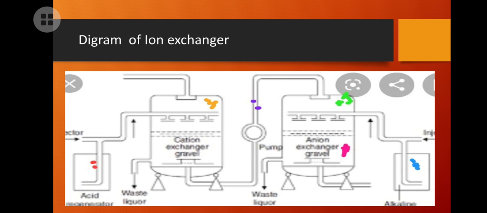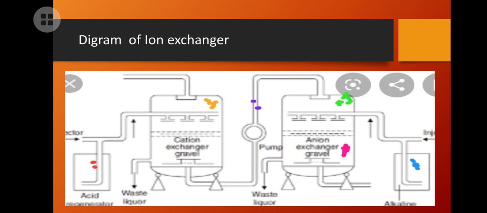If there is a chloride ion, then ROH will react with Cl and as a result RCl will be formed. If you have a sulfate ion, then the sulfate ion will react with ROH, and as a result R2SO4 will be formed and OH ion will be released. Lastly, if there is a nitrate ion, then ROH will react with the nitrate ion, and as a result RNO3 will be formed and OH ion will be released. Now from the cation exchanger H ion is coming, here OH is formed, so H and OH react together and water is formed.